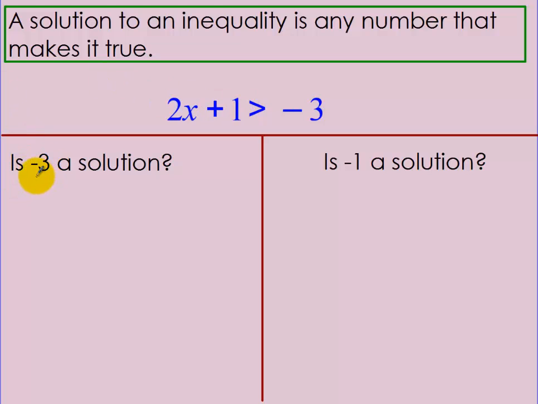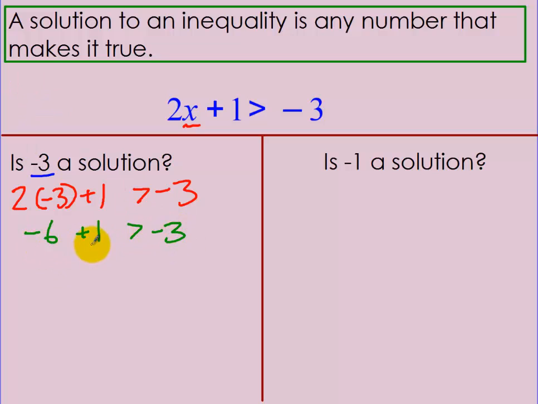So on the left, I'm going to check, is negative 3 a solution? The way I'm going to check that is I'm going to substitute negative 3 in for the x. So instead of 2x plus 1 is greater than negative 3, I'm going to have 2 times negative 3 plus 1 greater than negative 3. If you plug those in, 2 times negative 3 is negative 6, plus 1 greater than negative 3. My next step is to combine like terms: negative 6 plus 1 is negative 5. Negative 5 greater than negative 3.